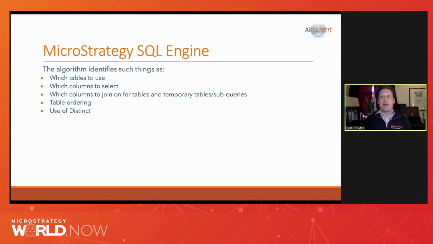So, that MicroStrategy SQL engine, right? The algorithm is going to identify such things as which tables to use, which columns to select, which columns to join on for tables, temporary tables and subqueries, the table ordering, the use of distinct, as well as some other performance elements. So understanding that that's what it's using, and that's how it's been since DSS Agent 4, and especially version 7 and on through, that's what it does. That's really where we need to look.